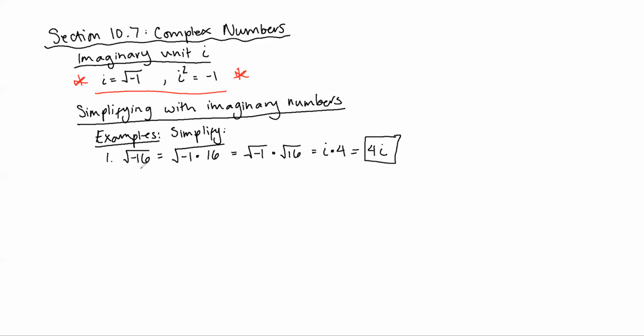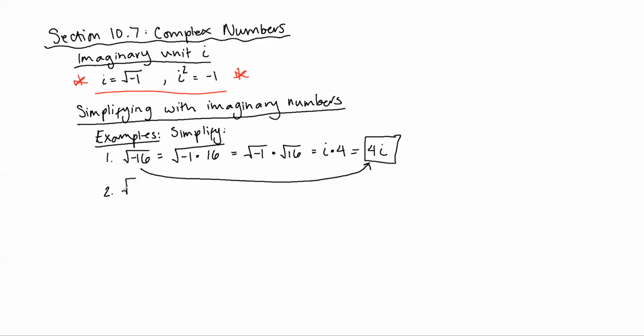Now, what I'll normally do is go straight from this first step to this last step here. We're just going to take the square root of whatever the number is. That's 4 in this case. And if you see a negative, put an i. And sometimes I'll take the i out first and then deal with the numbers. So let's go ahead and look at another example here.